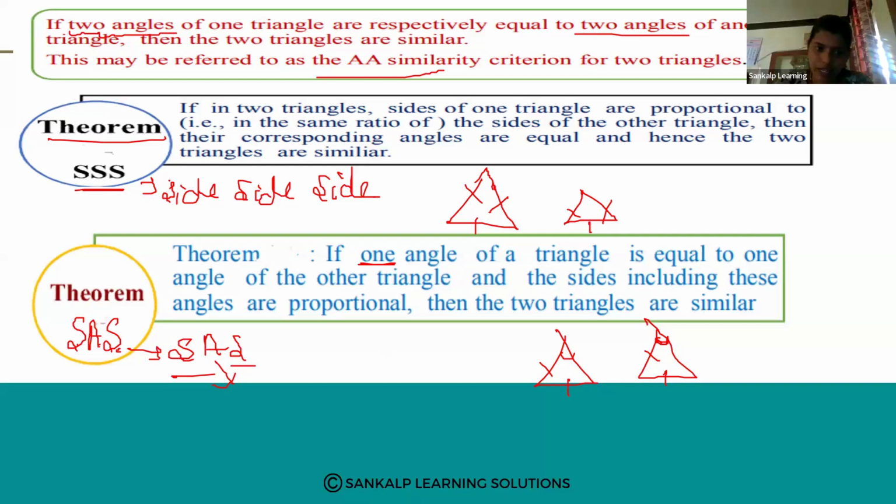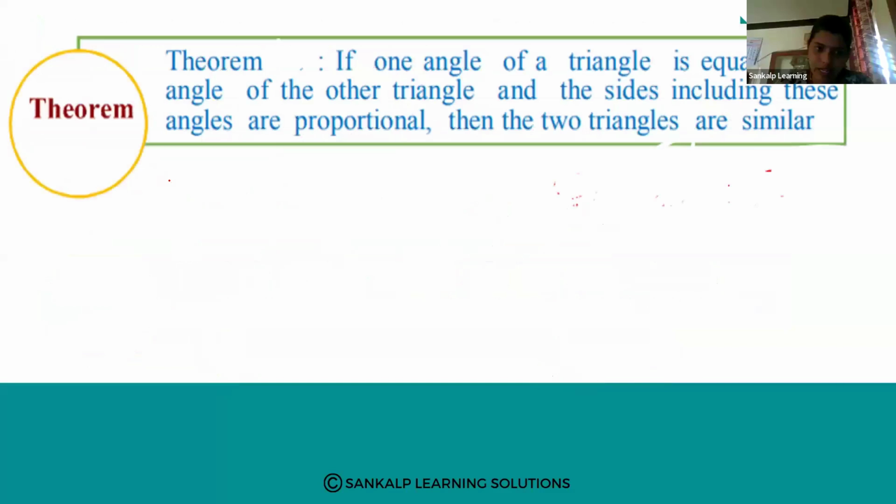So we should practice the theorem thoroughly. All theorems must be done perfectly. Okay. Next, if one angle of a triangle is equal to the angle of the other triangle and the sides, okay, it is also the same. The same SAS criteria is repeated.